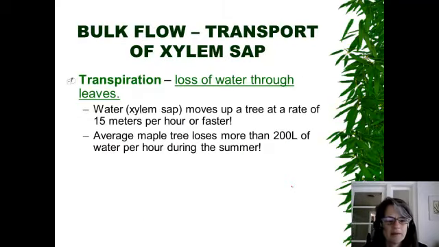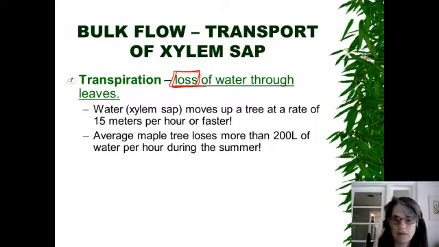All right. Now, transpiration then is the loss of water through leaves. Notice it says loss of water. Interestingly, if it weren't for losing water from the leaves, we would never get water into the plant. So though water loss sounds bad, it actually is a useful thing for the plant as well. It moves water pretty quick. Water can move up a tree at a rate of about 15 meters per hour. So it's rising up the tree really quickly against the force of gravity. Okay? Average maple tree loses more than 200 liters of water per hour during a summer day. That's a staggering amount of water being released from all of the plants that surround us.